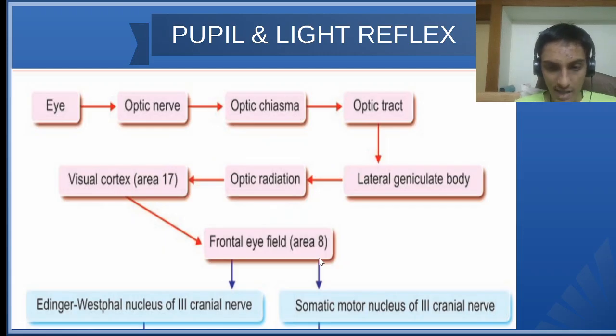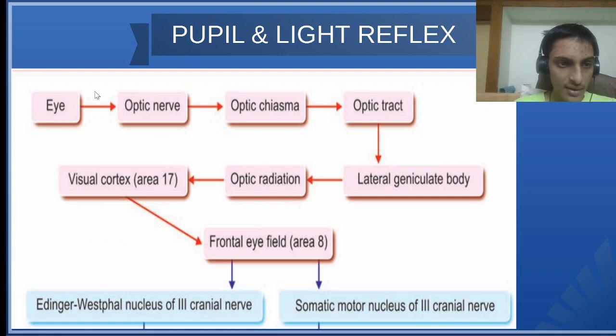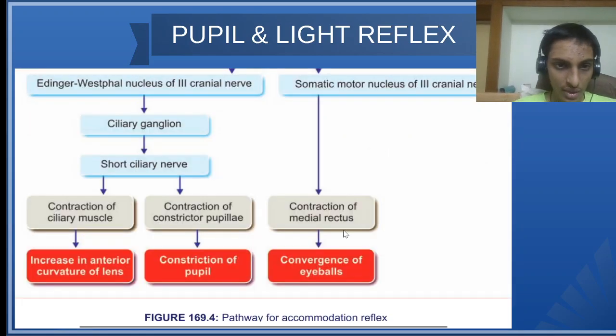Okay, so this is about the accommodation reflex. Now we are going to see the eye, optic nerve, chiasma, tract, lateral geniculate body, optic radiation, visual cortex area 17, then frontal eye field area 8, then Edinger-Westphal nucleus and the somatic nucleus. Somatic nucleus is for convergence of the eyeball. EWS is for the constrictor pupillae and the ciliaris muscle.